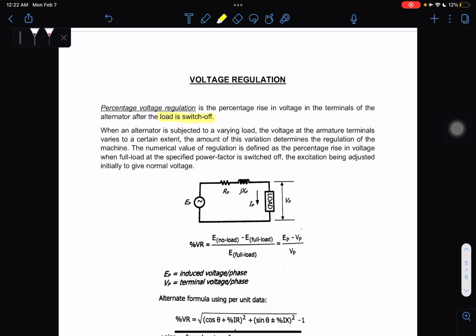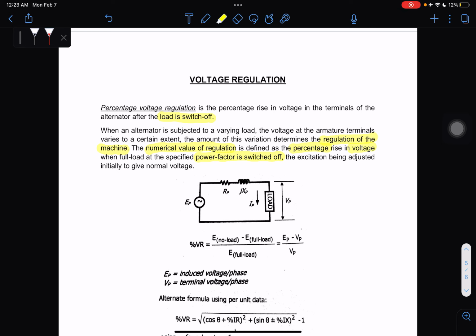When an alternator is subjected to varying load, the voltage at the armature terminals varies to a certain extent. The amount of this variation determines the regulation of the machine. The numerical value of regulation is defined as the percentage rise in voltage when full load at the specified power factor is switched off, the excitation being adjusted initially to give normal voltage.